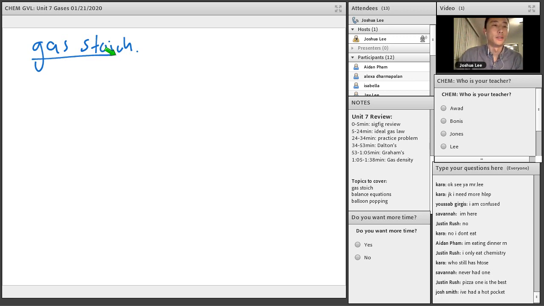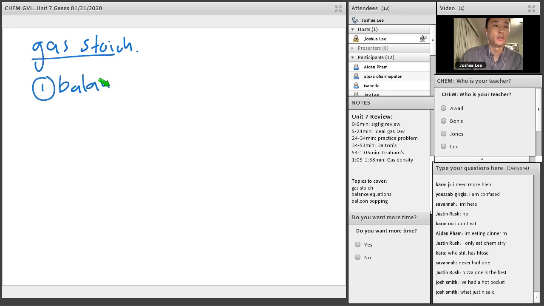Gas stoich. So this one, you have to first have a balanced chemical equation, which kind of goes back to Nicole's question. Balanced chemical equation.